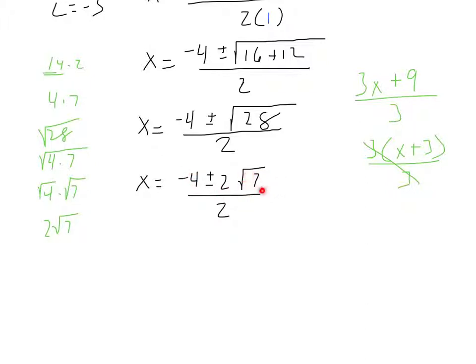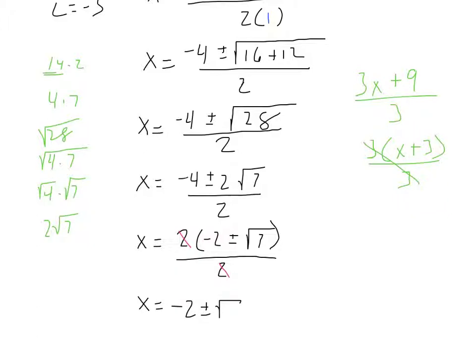Now, we can't touch the square root of 7. That is what it is. Okay? But we can work with the 2. We can work with the negative 4. Is there anything we can factor out? 2. So we got 2 times, well then what's left inside? Negative 2 plus and minus the square root of 7, because we took the 2 out. All over 2, well then look what happens, our 2's cancel. So we get x equals negative 2 plus and minus the square root of 7.